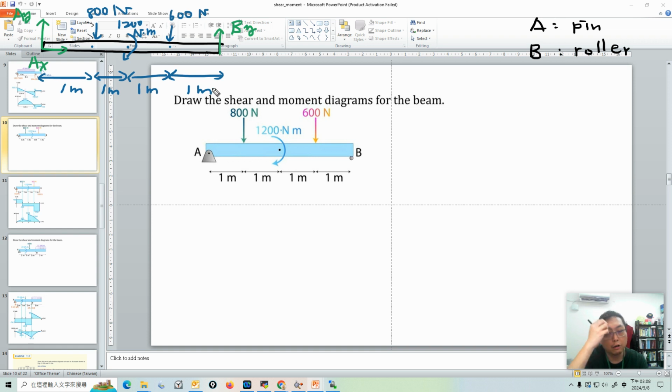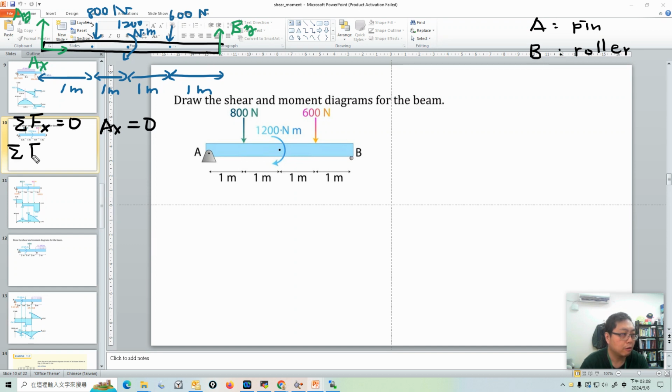Okay, so first of all, let us calculate the reaction forces from the supports using the rigid body equilibrium. First, the summation of forces in x equals 0. So you will have AX equal to 0, but this is not very useful.